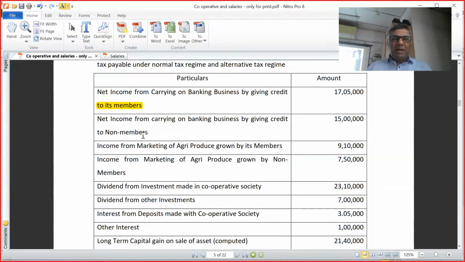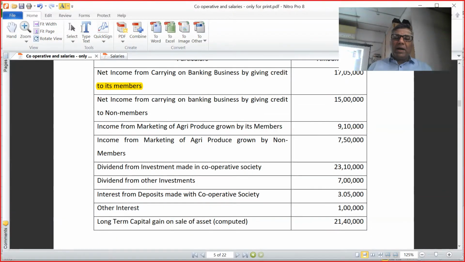Dividend from investment made in a cooperative society: deduction available. Dividend from other investments: deduction not available. Interest from deposit made with a cooperative society: cooperative to cooperative, deduction can be claimed, my dear friends. Other interest: not available. LTCG: taxable.